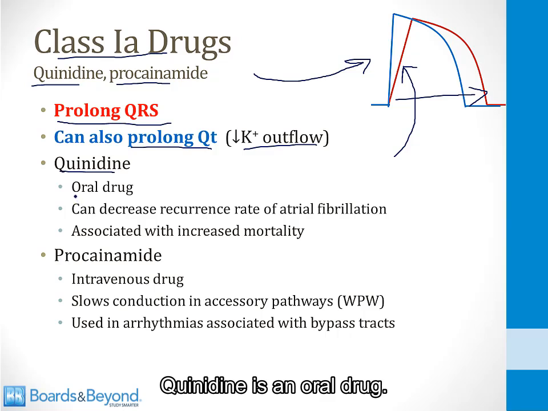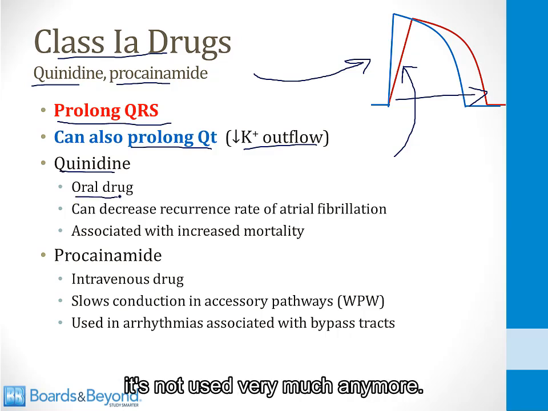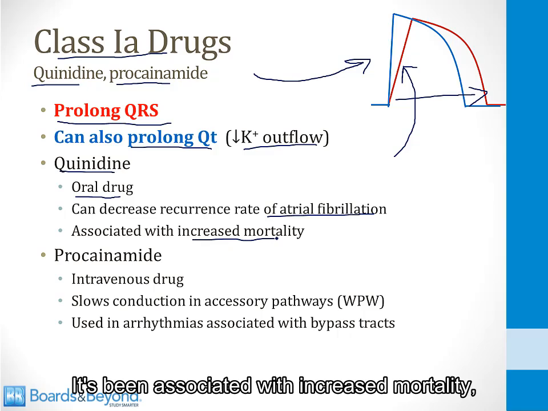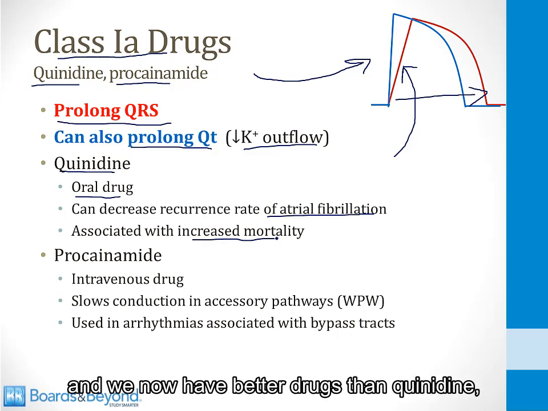Quinidine is an oral drug. It used to be used a lot years ago. It's not used very much anymore. It can decrease the recurrence rate of atrial fibrillation. It's been associated with increased mortality, and we now have better drugs than quinidine, so it's not used much in the modern era.